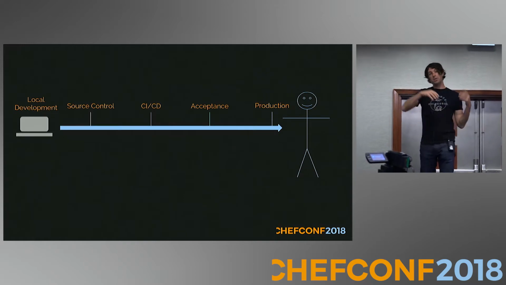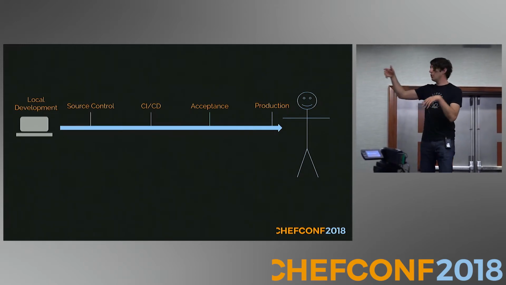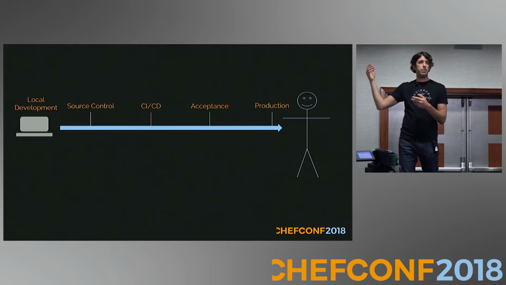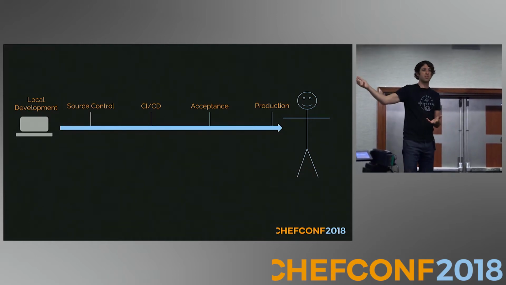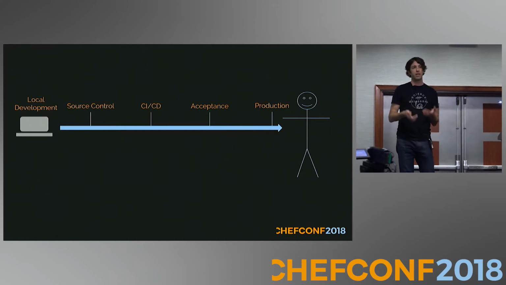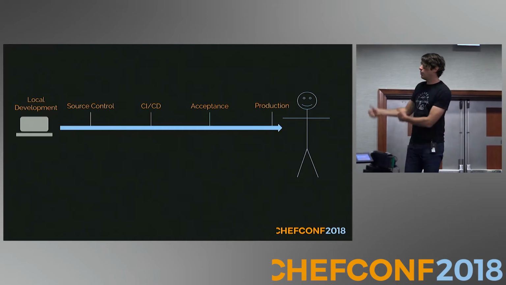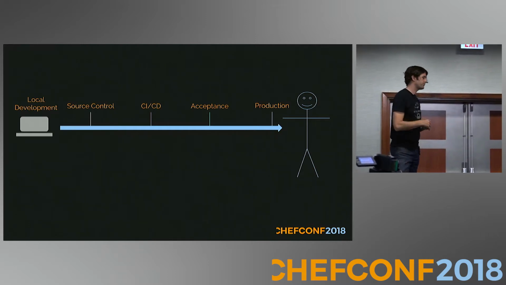Once I have that, I should be able to check in that change to source control. Source control should kick off a pipeline. The pipeline should build me an artifact and deploy to some kind of acceptance environment where I can test that out. And if that looks good, then I need a way to promote that onto production.